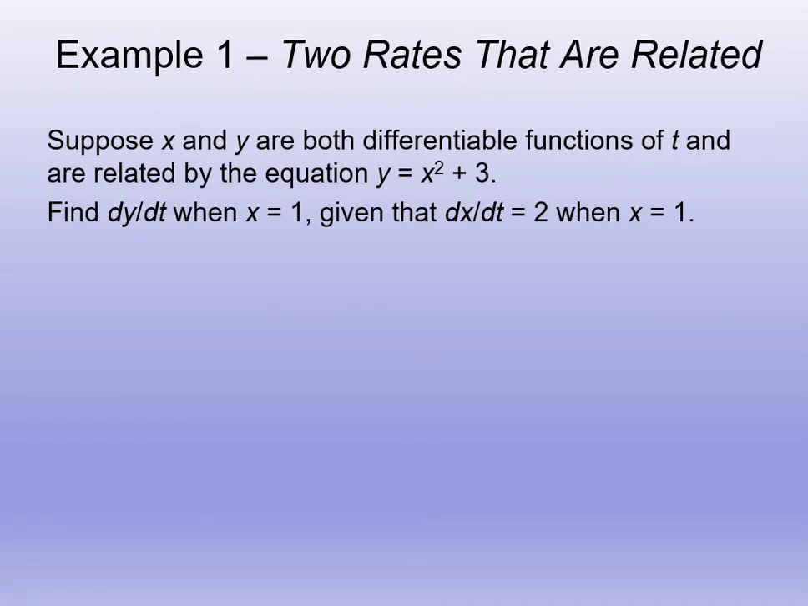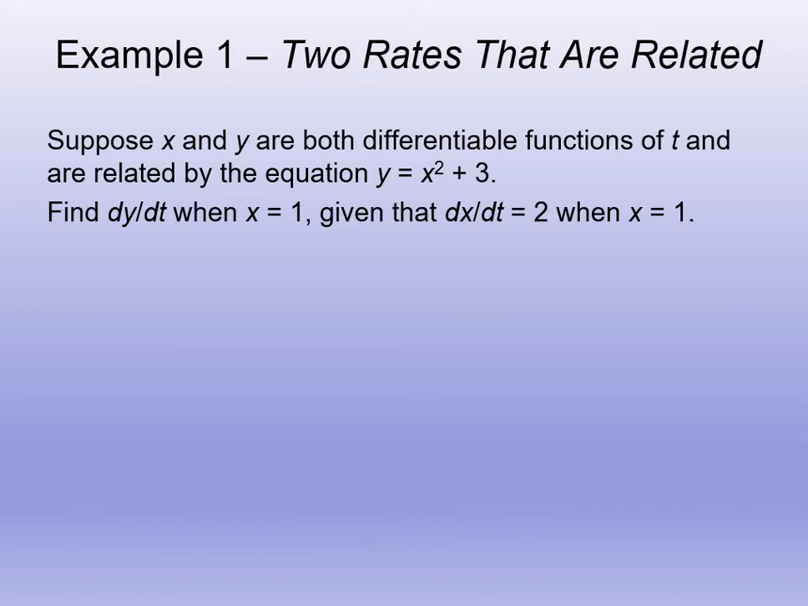We have two rates that are related. Suppose x and y are both differentiable functions of time, t, and are related by the equation y equals x squared plus 3. We want to find dy/dt when x equals 1, given that dx/dt equals 2 when x equals 1.